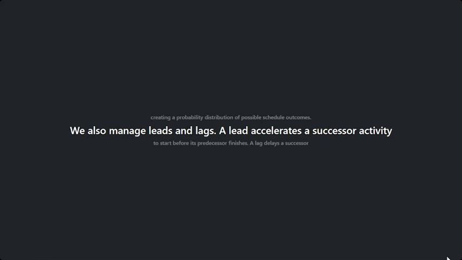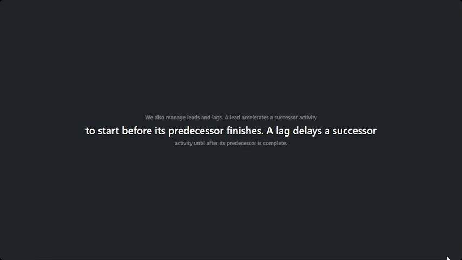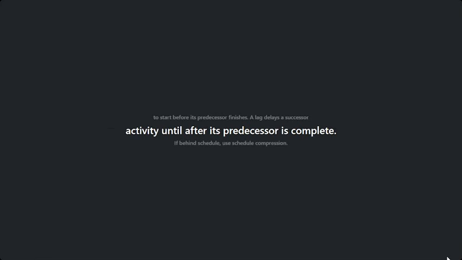A lead is an acceleration, where a successor activity can start before its predecessor finishes. A lag is a delay, where a successor activity must wait after its predecessor is complete. Finally, if a project is behind schedule, we can use schedule compression. The 2 main techniques are crashing and fast tracking.